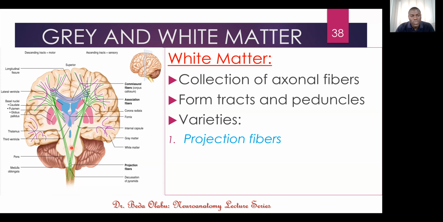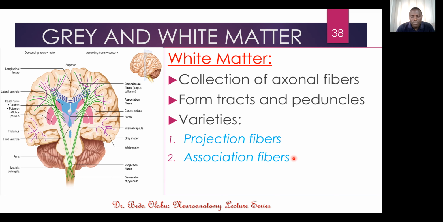So assume these are neurons, let's assume their cell bodies are here in the cortex. Then the axons project that way, either that way or up to there. As long as it's from the cortex to regions which are not part of the cortex, that becomes a projection fiber. As opposed to association fibers, which represent neurons which come from one cortical region to another cortical region within the same side. So like this one coming from this cortex to that cortex, different cortical regions within the same side, we call that association fiber.